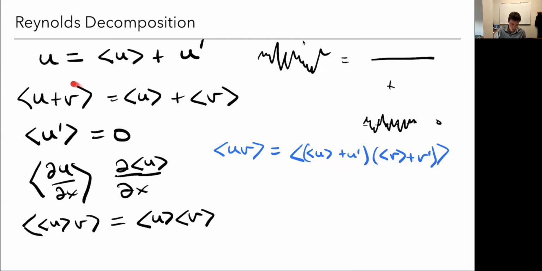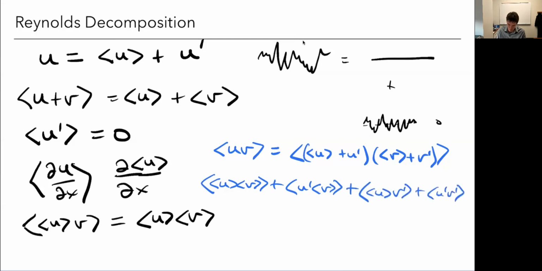And so I'm going to use this rule that the average of the sums is just the average of each and then summed. So I can break this up into different sums. I'm just going to do that in one step here. So I would have the average of UV plus the average of U prime V plus the average of U V prime plus the average of U prime V prime. All right, so we can use some of our other rules.